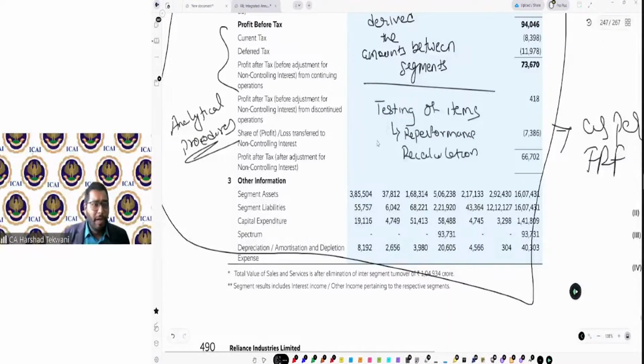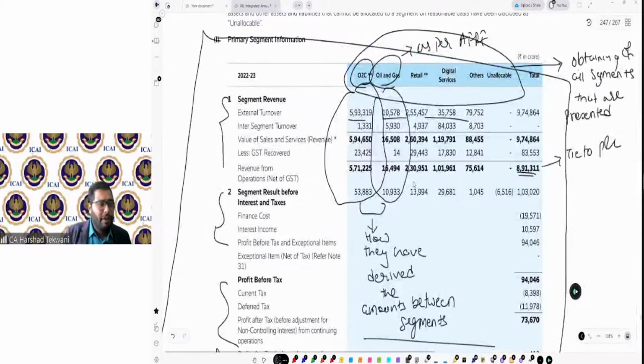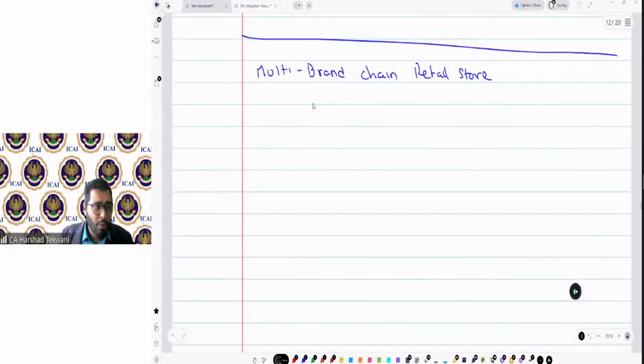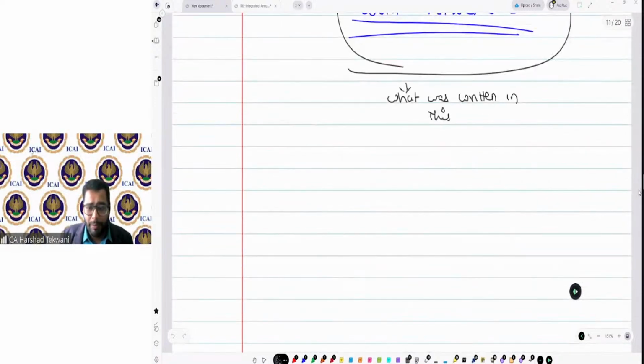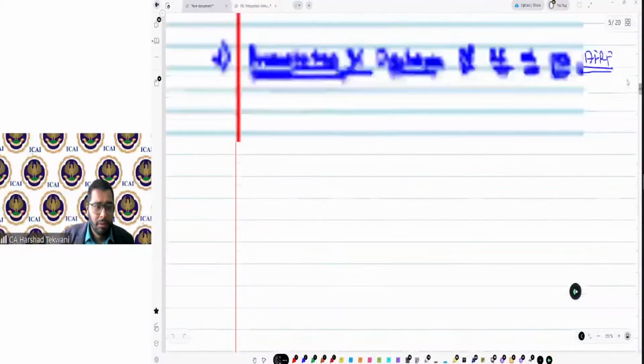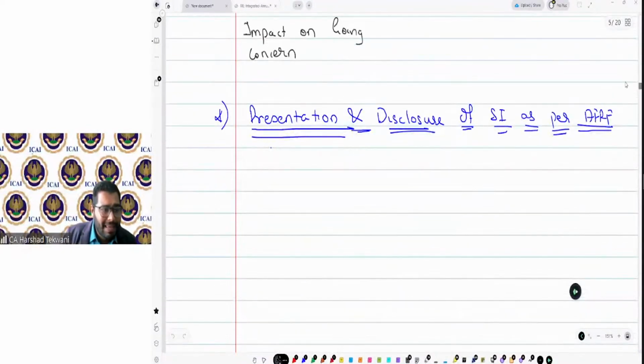Okay, calculating analytical procedures: segment revenue, segment profit, segment GP percentage, NP percentage, to understand segment liability, segment asset, some analytical procedures. So if I do all these things, I'm ensuring the presentation and disclosure. I need to ensure the presentation and disclosure of segment is appropriate or not. By this way, I can ensure the presentation and disclosure.